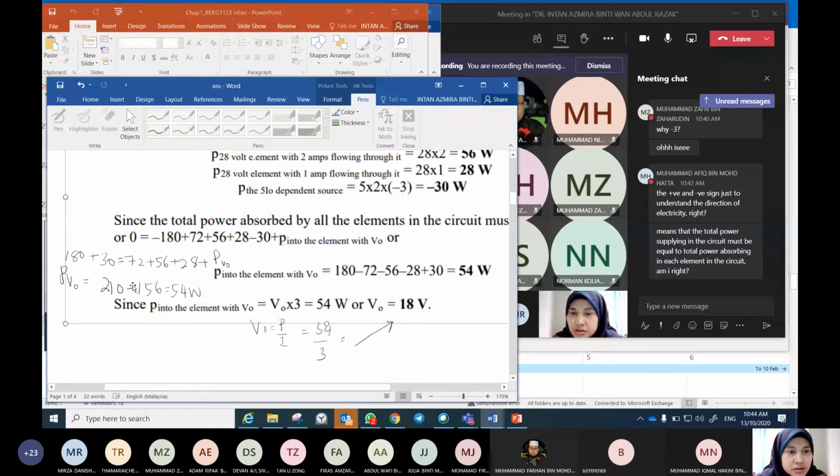I wrote this: this is supplying powers. The summation of supplying powers, we get it from the voltage sources. It must equal the power absorbed by all other elements, the passive elements. It is from resistors. Any question?